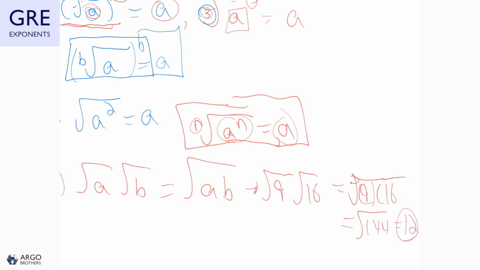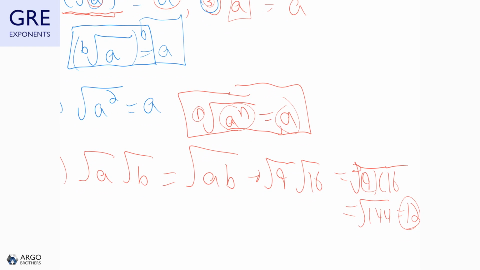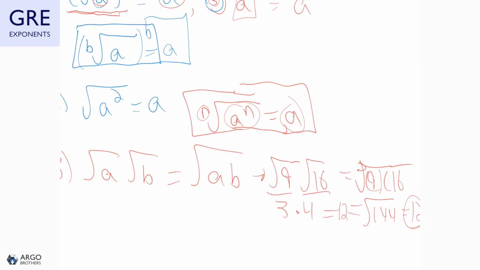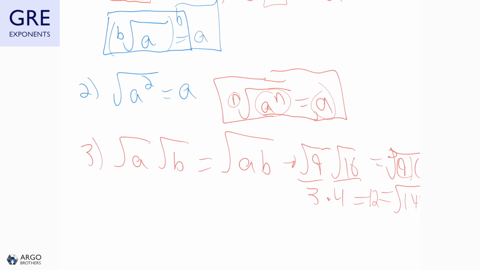All right, and to double check that, we have that the square root of 9 is 3, the square root of 16 is 4, and 3 times 4 equals 12. So yes, 12 equals the square root of 144, which also equals 12. All right, great. So that's another rule. And now let's talk about our fourth rule.